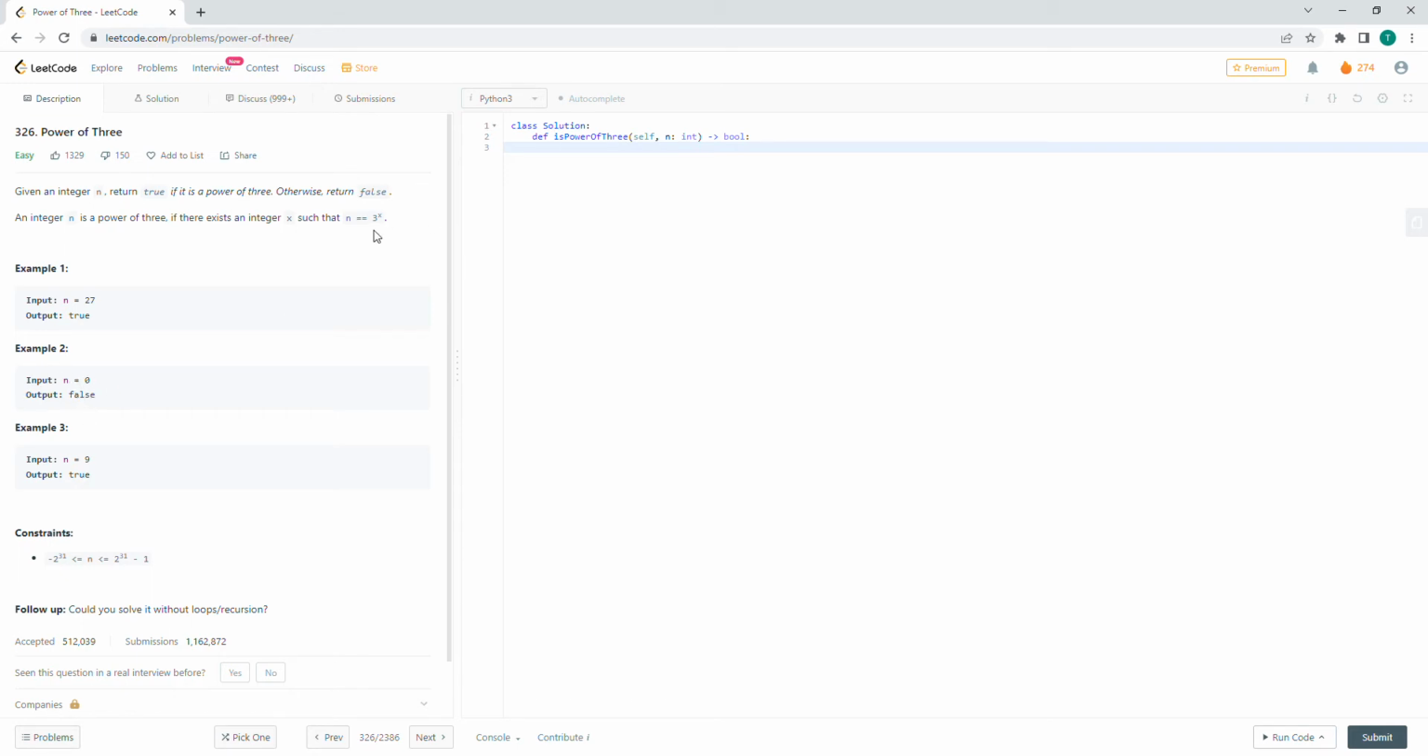Example number 2 here, we have n is equal to 0. Is there any power of 3 that will make n equal to 0? The answer is false because there's no integer x such that n will equal 0.